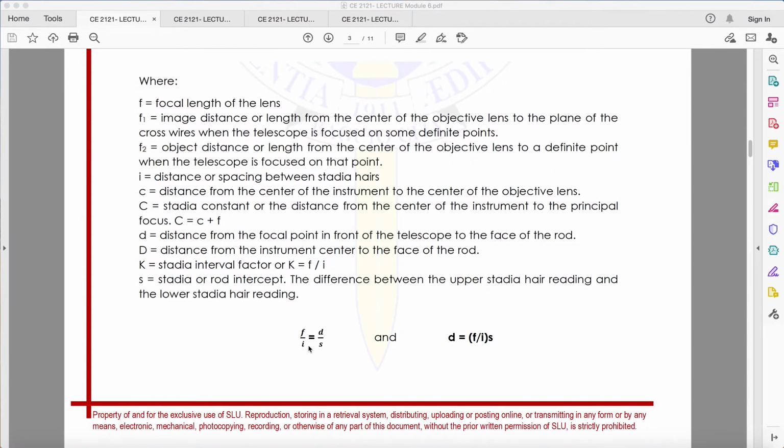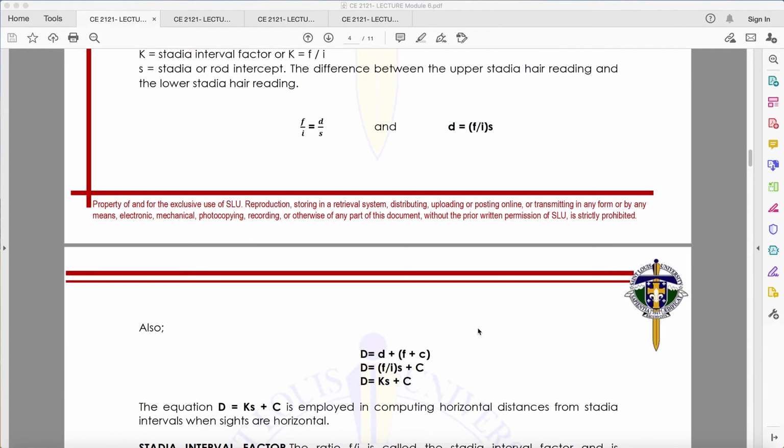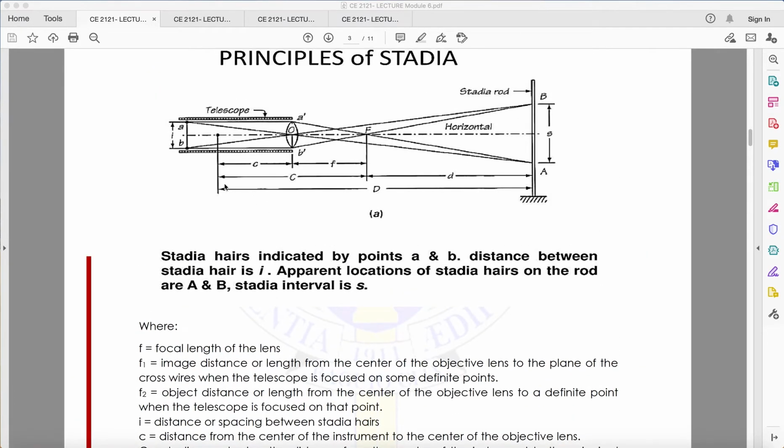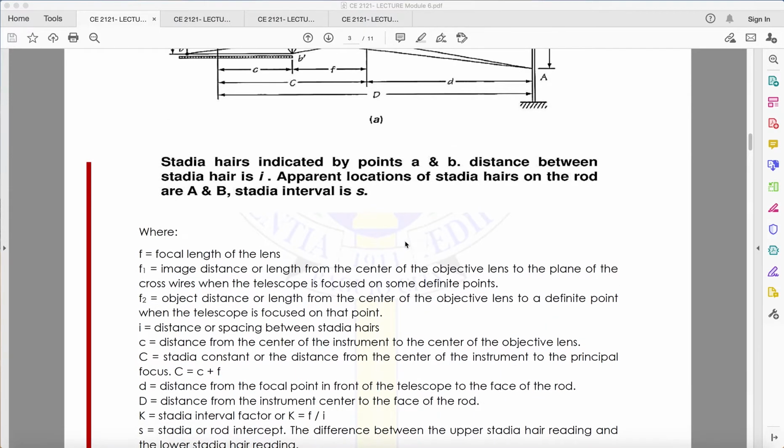So, F over I is equivalent to D over S. If you cross multiply, D, the distance from the focal point of the telescope to the face of the rod, is equivalent to F times S over I. Then capital D is equivalent to small d plus F plus C.